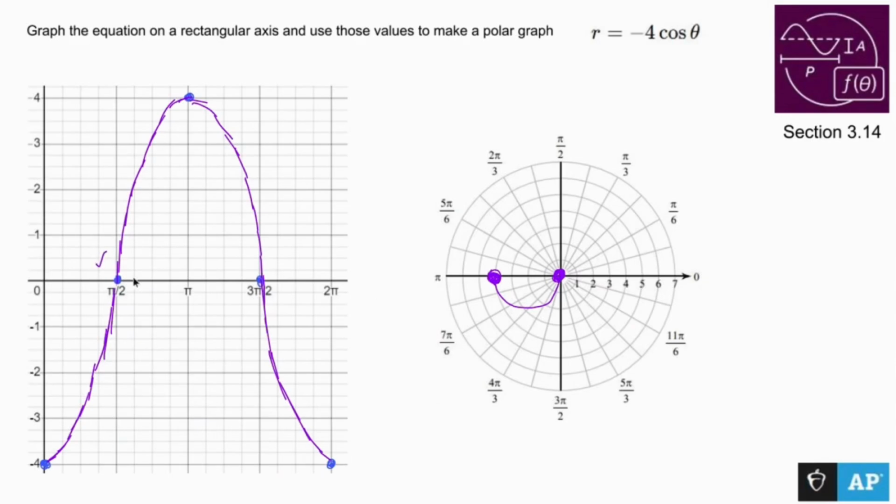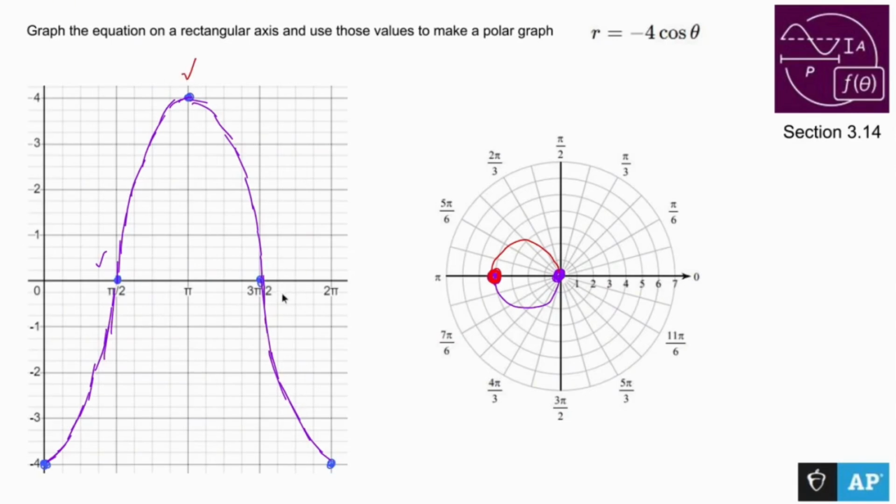Okay, so let's go to pi and write out positive 4. So here's pi, here's positive 4, and we're at the same dot. So I'm at 0 at pi over 2 right now, and my point is moving further away from the pole as I get closer to pi. Okay. All right, so here I am right now.